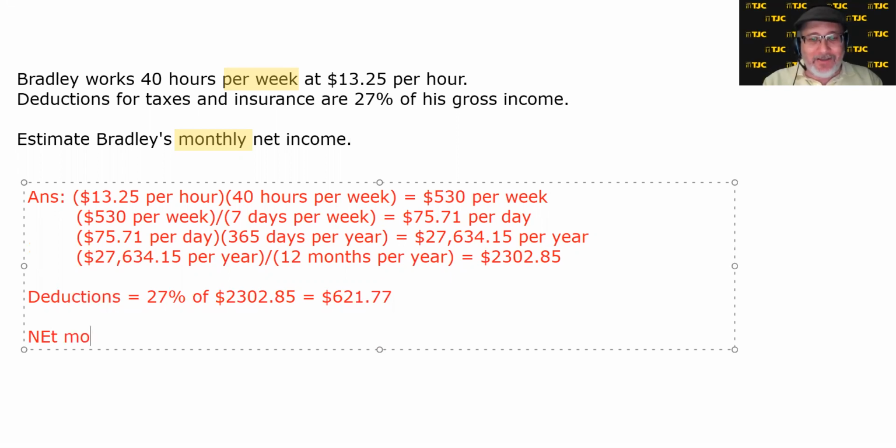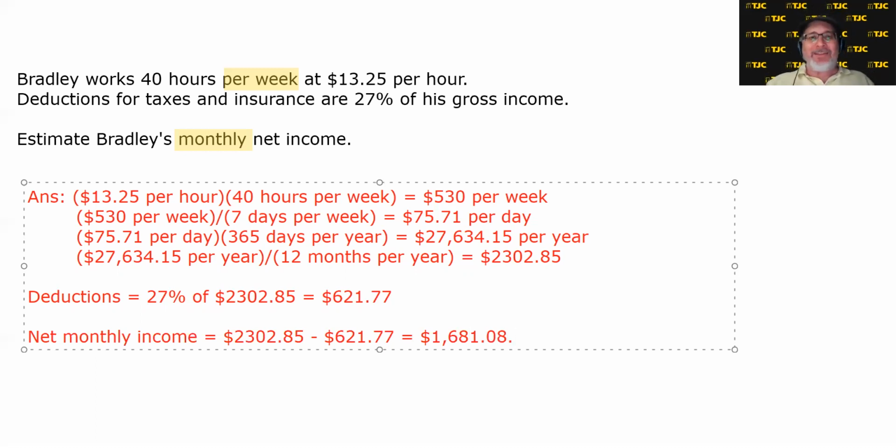And so his net monthly income, I'll spell it right one of these days, is his gross monthly income, which was $2,302.85, minus the deductions, $621.77, which gives us 2302.85 minus 621.77, $1,681.08 is Bradley's monthly net income.